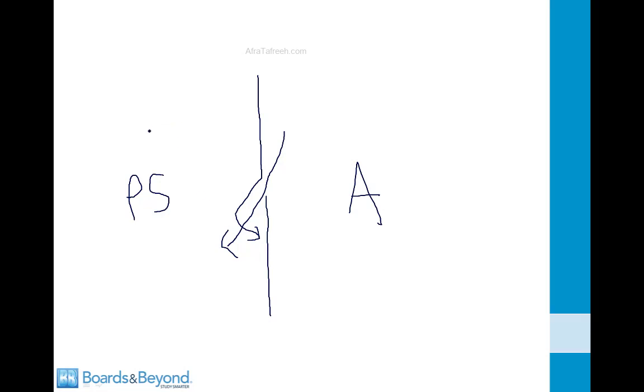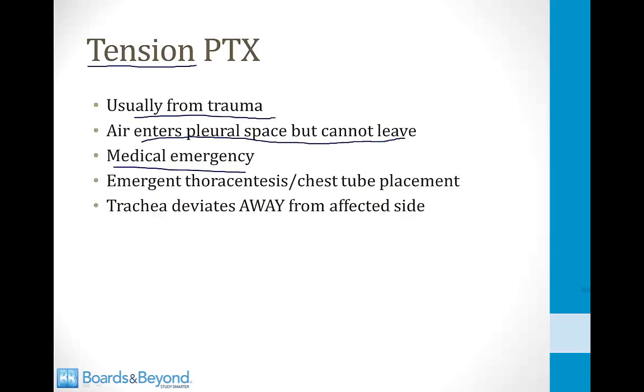As a result, over time, air is going to build up in the pleural space in the thoracic cavity, and this is going to create very high pressure. This can compress the lung and impair respiration, and in addition, it can get pressure to be so high that it can compress vascular structures, and that can become a life-threatening emergency.